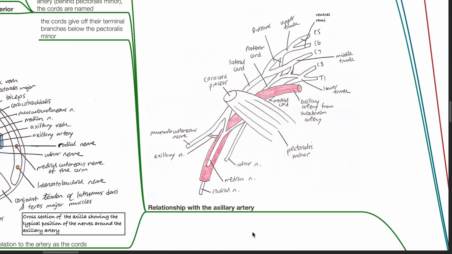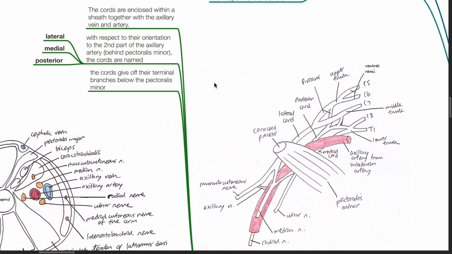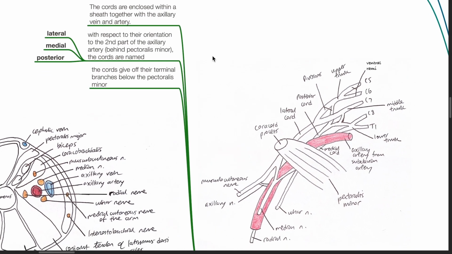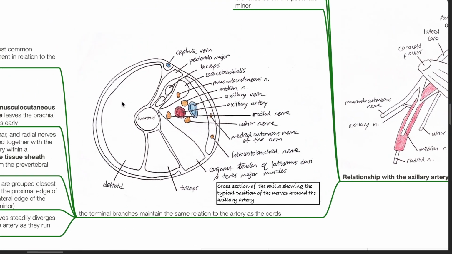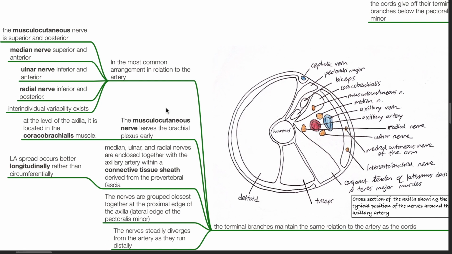Relationship of the brachial plexus with the axillary artery. The cords are enclosed within a sheath together with the axillary vein and the artery, with respect to their orientation to the second part of the axillary artery behind the pectoralis minor. The cords are named lateral, medial, and posterior. The cords give off their terminal branches below the pectoralis minor. The terminal branches maintain the same relation to the artery as the cords.